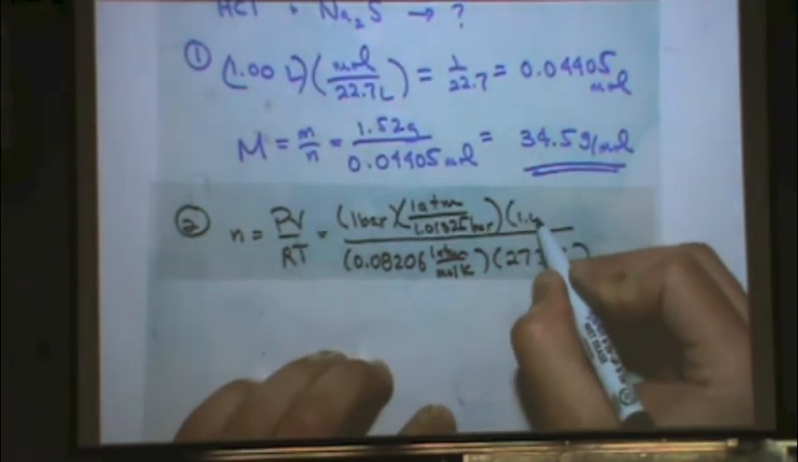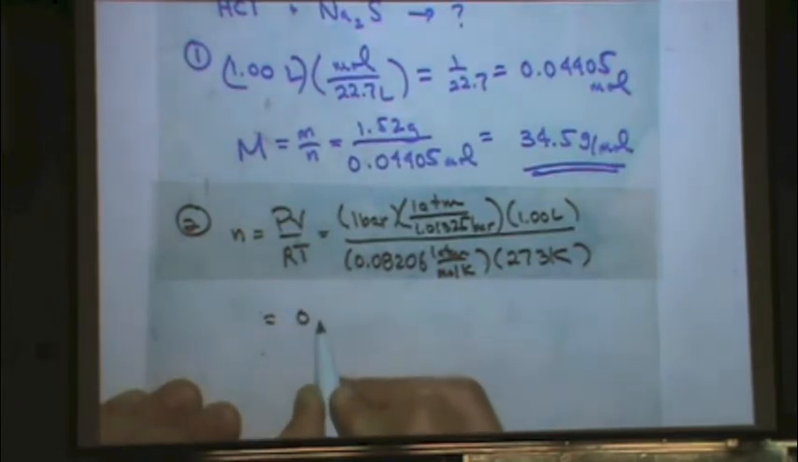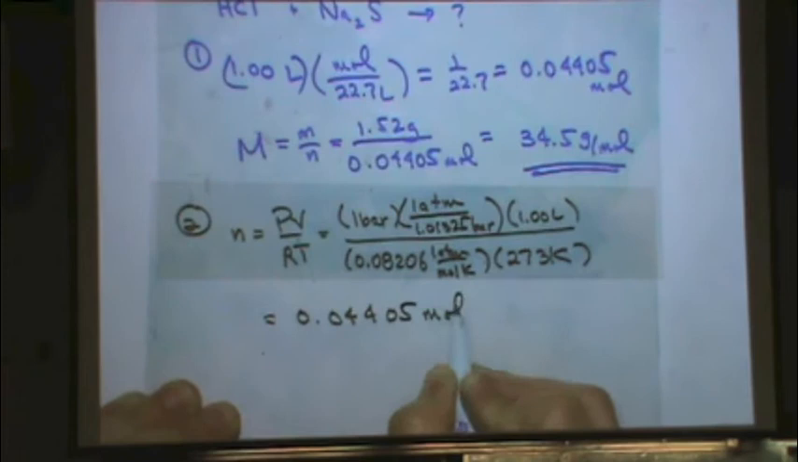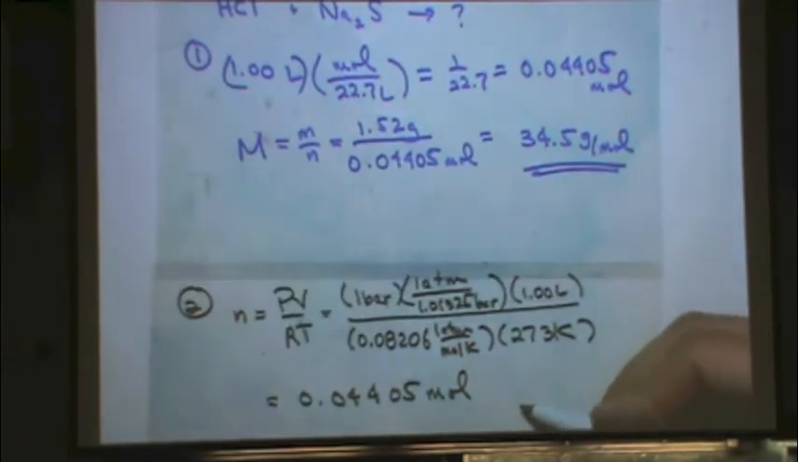Volume given in the problem, 1 liter. So we're just using the givens in the problem. P and T from STP, standard temperature and pressure. Volume's given, R is a constant. What do you get? Oh my goodness, you get the same thing. Who knew? 0.04405 moles, just like up above. And then from there, the solving method would be identical to method 1.